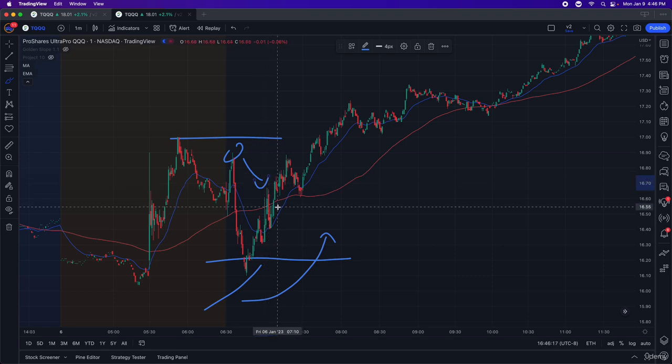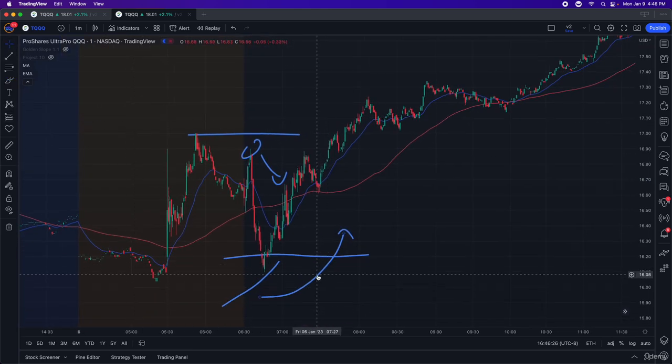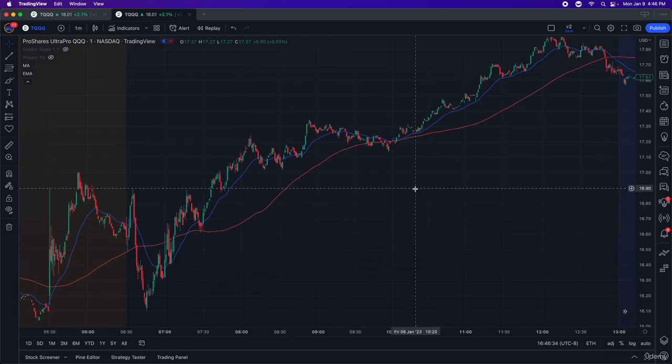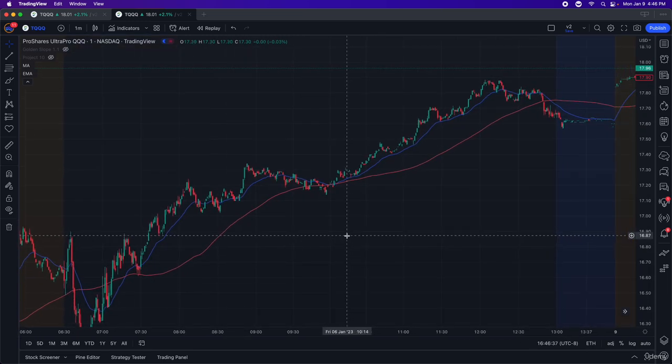So again, it is a very complicated thing to explain, but when you trade a single stock for a long time, you understand it better, and you can really start nailing down these support and resistance plays that happen, and you can trade much better than anyone else. That's why I always say trade a single stock.